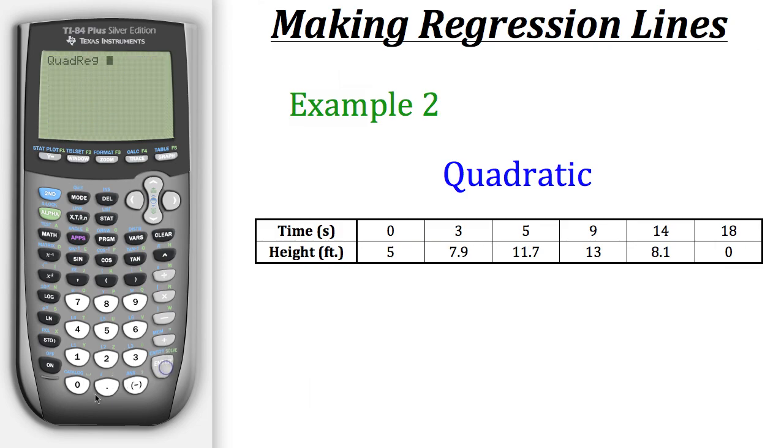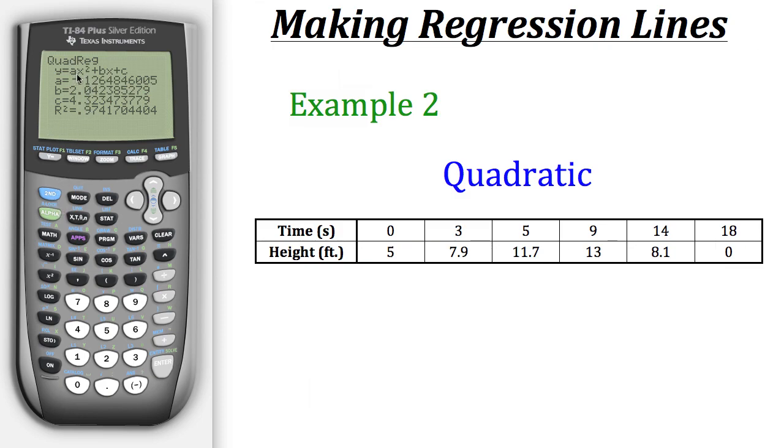So we'll hit Enter. Now before we hit Enter again, we need to remember that the lists with our data are not the default L1 and L2. They are instead L4 and L5. So we need to hit L4, comma, L5. Because those are the lists with our input and output for this data. So now that we've done that, we can hit Enter to find the regression line.